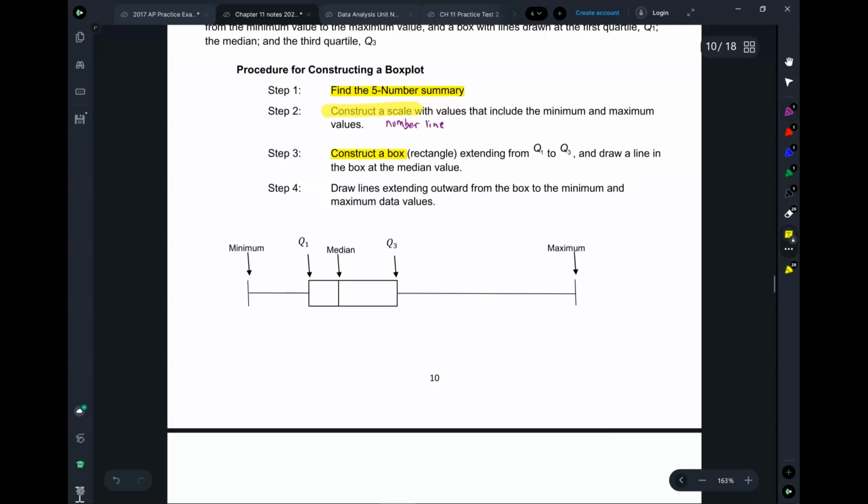You make a box going from Q1 to Q3, just like this. Okay, you make a box like that. You draw a line at the median value here. That's your box. Then you draw lines to the minimum and the maximum. So here's the minimum, here's the maximum. You draw lines from that. So what you have is a box and its whiskers. Okay? All right.